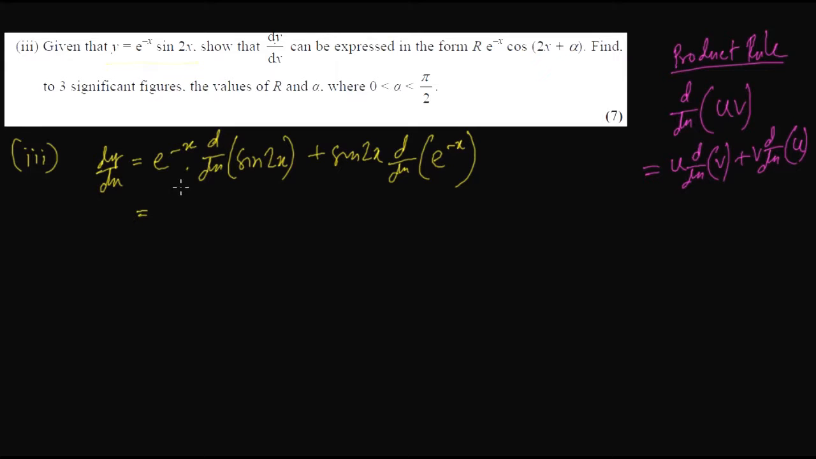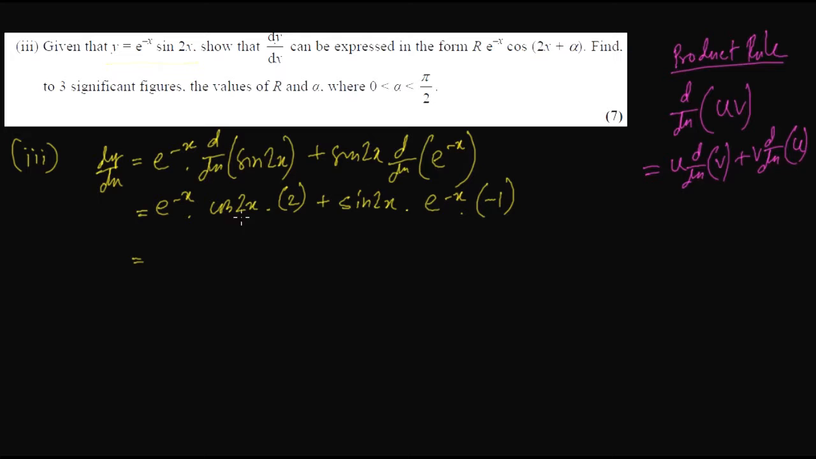So let's break this down. E to the power minus x into sine, the derivative of sine is cos, so cos theta, and the chain rule is derivative of the angle 2x is going to be 2, plus sine 2x, and you know the derivative of e to the power anything is the same thing, so it will be e to the power minus x, and the chain rule is derivative of minus x is minus 1.